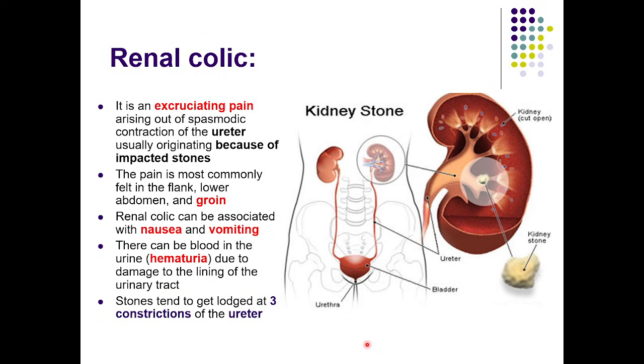How do we call this pain? Renal colic pain, excruciating pain. This renal colic is typically associated with nausea and vomiting. It's not because something is wrong with the stomach or esophagus. It happens because the pain is so severe, unbearable pain, one of the most severe pains in our body.